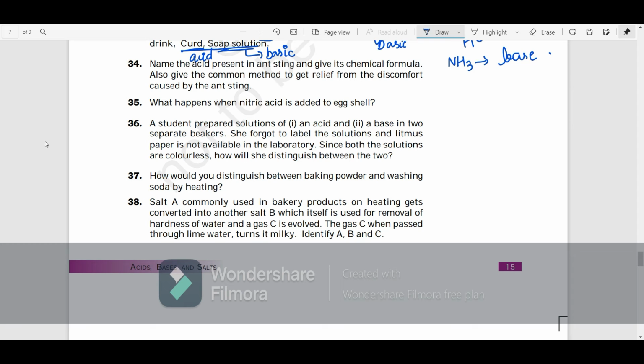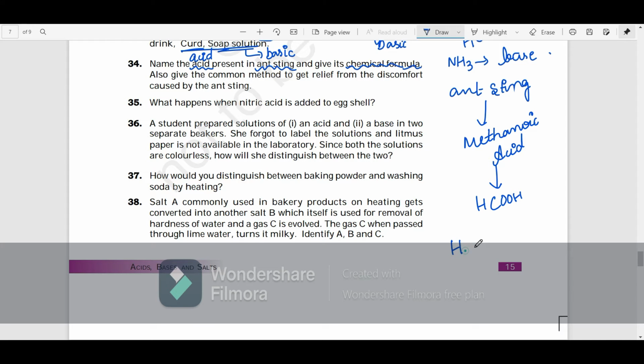Okay, yeah. So next, name the acid present in the ant sting. In an ant sting, which acid do you find? You will find methanoic acid. Give its chemical formula. What's the chemical formula of methanoic acid? HCOOH. Its structure is like this, just for your information. OH, this is its structure.